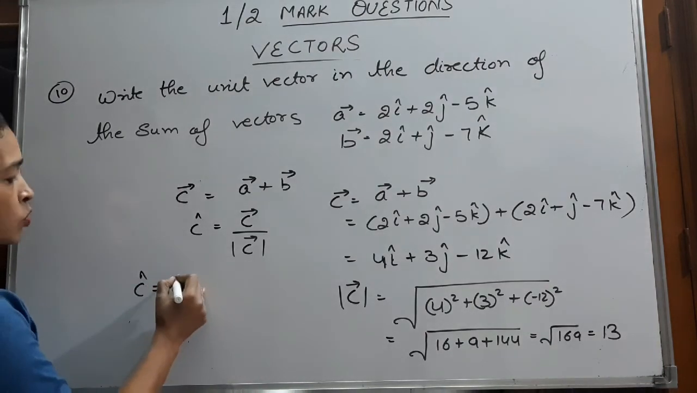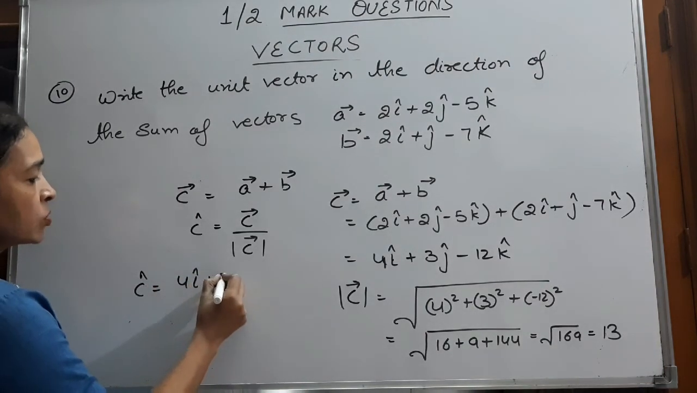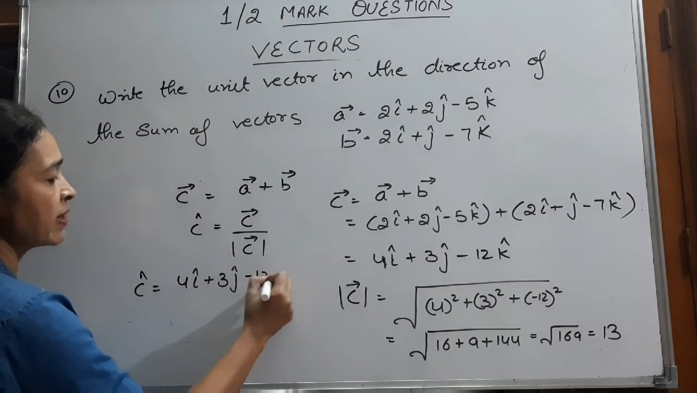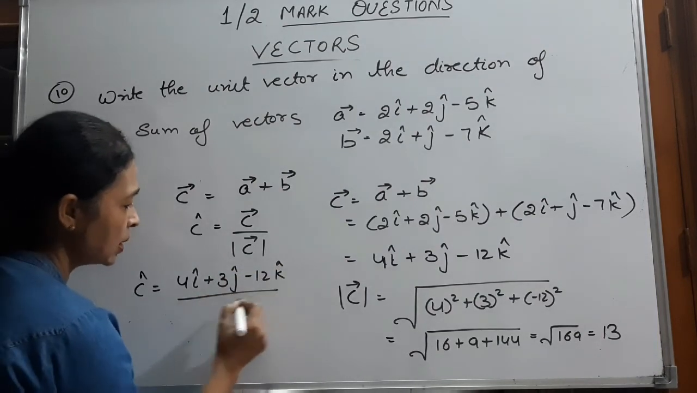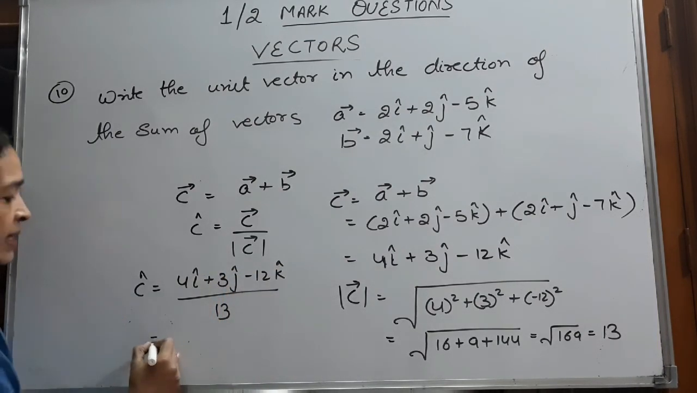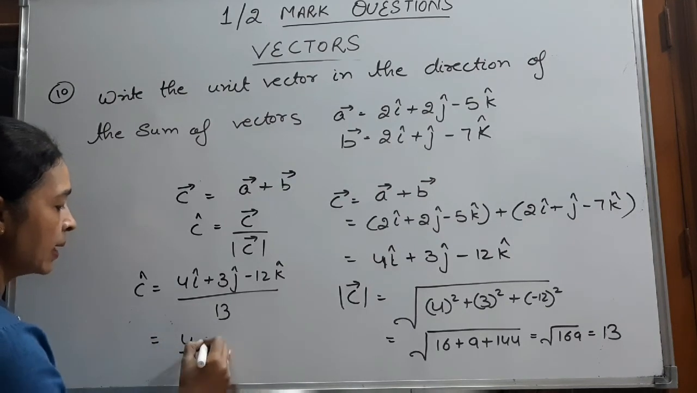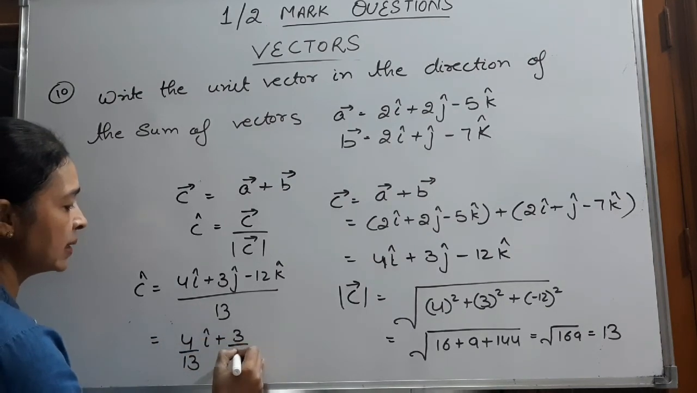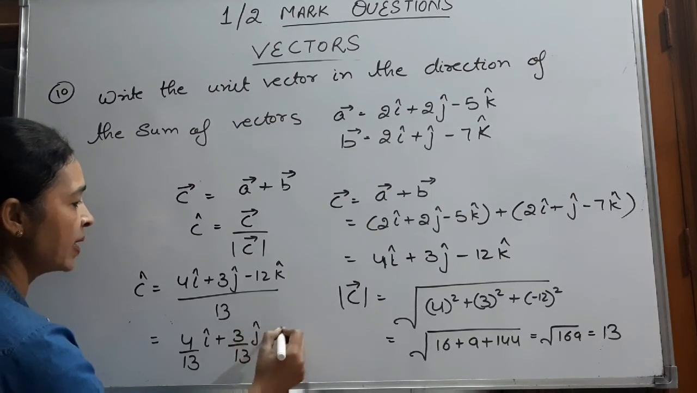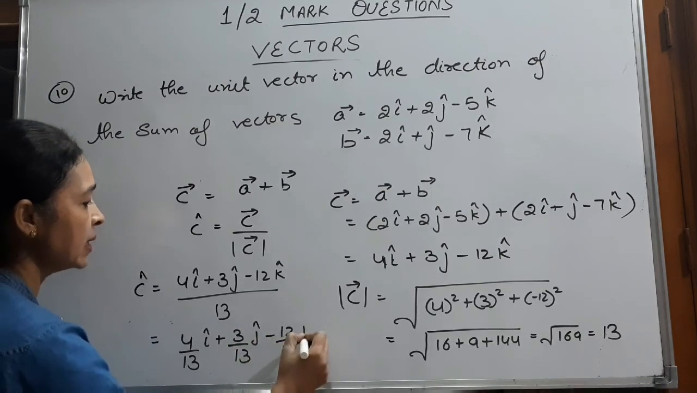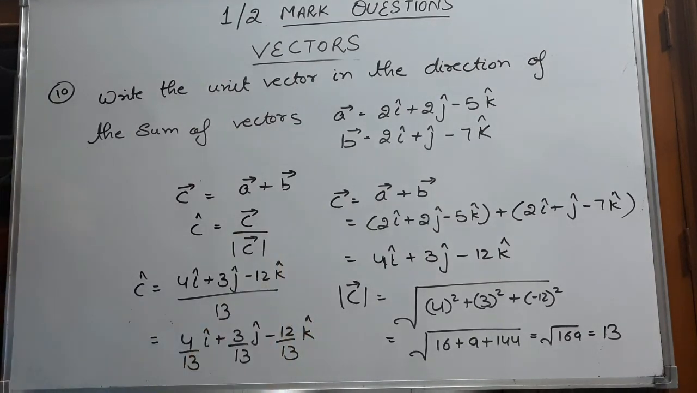Now we have C cap equal to 4I cap plus 3J cap minus 12K cap upon 13. You will write it as 4 by 13 I cap plus 3 by 13 J cap minus 12 by 13 K cap. This is the unit vector in the direction of the sum of vector A and vector B.